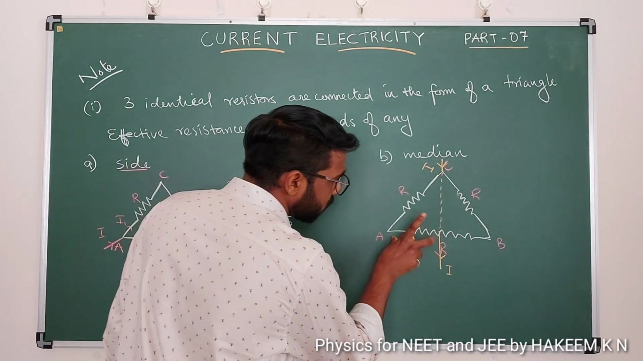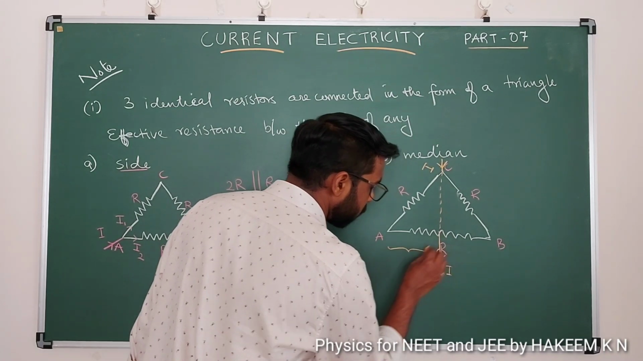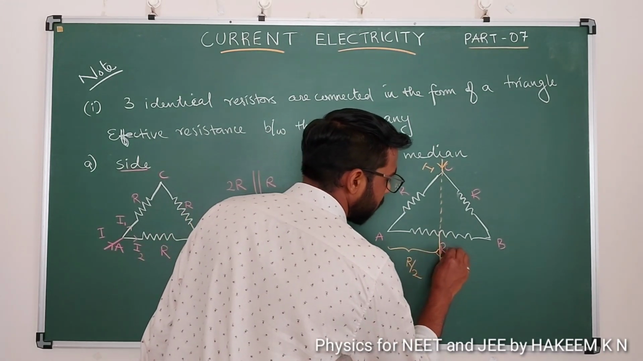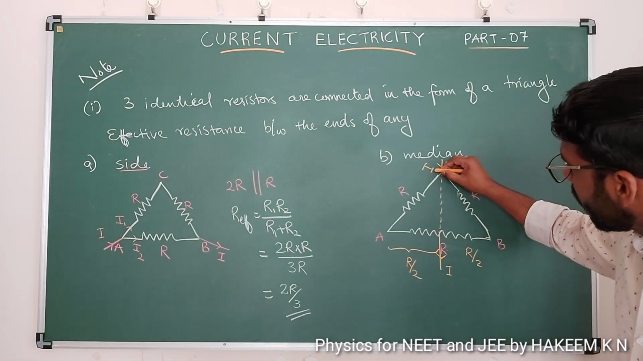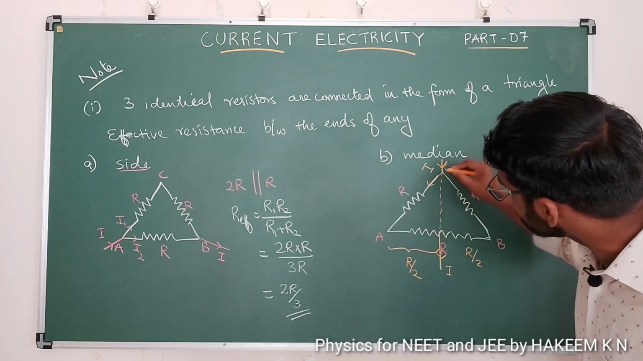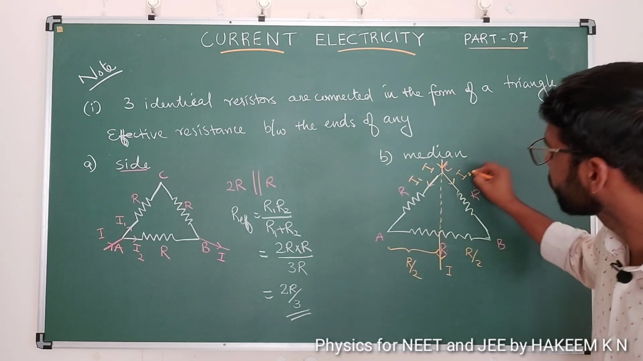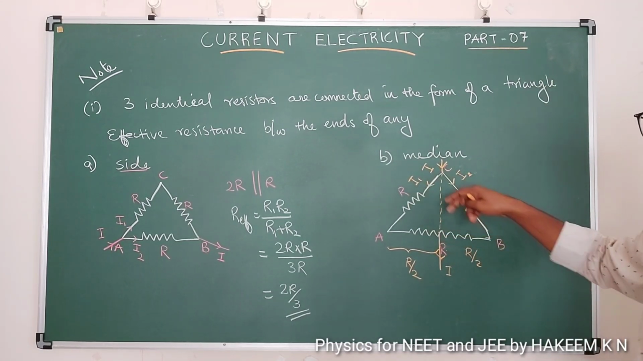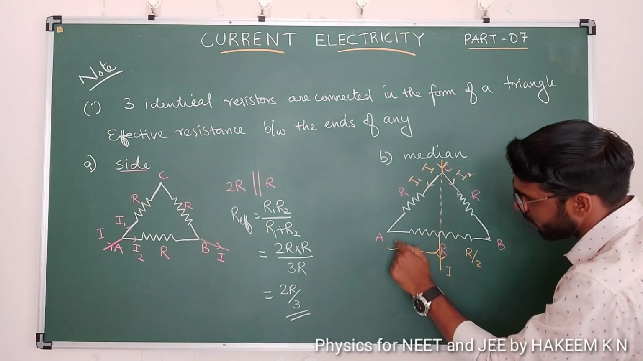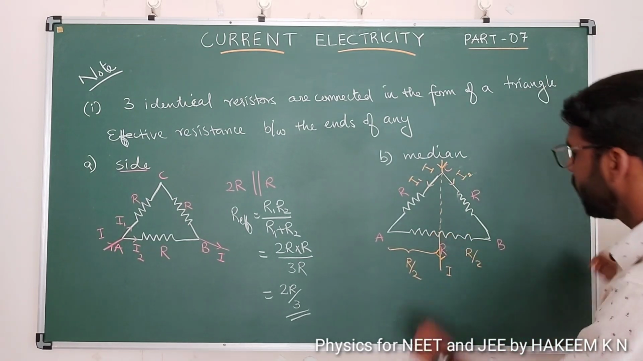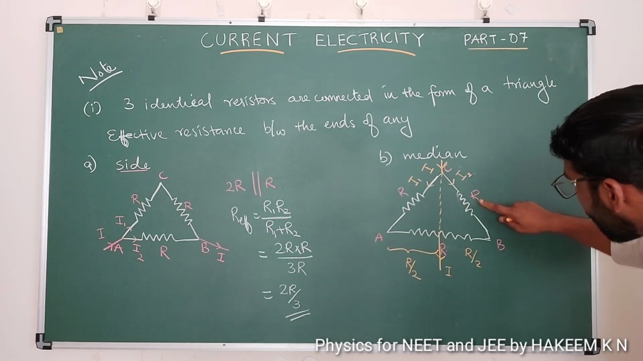So the total resistance of AB is R. So the resistance of half of AB should be R by 2, and here also it is R by 2. So I reaching at C divides into two pieces, you can give I1 and I2, just an assumption. That assumption I am writing here, I1 and I2. This I1 will pass through this R and here R by 2. And on the right side also the I2 passes through R and here R by 2.